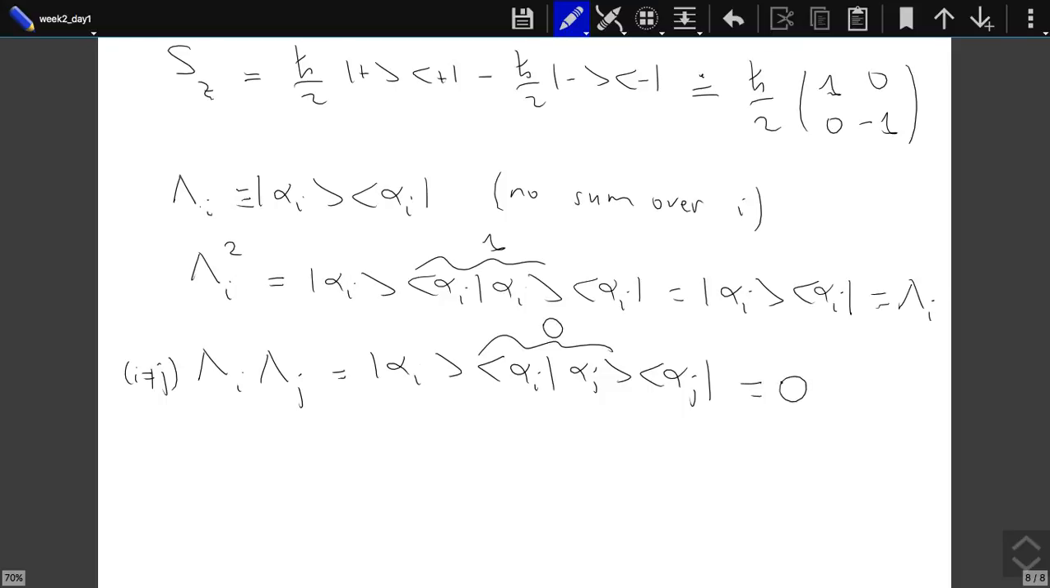Now, if certain things satisfy all these properties, that is, their square should be themselves. If you take two of them, take their product, it should be 0. And their sum should be the identity operator. These things are called projections. So lambda I is a projection operator. Now we will be using, or at least mentioning, projection operators every now and then.